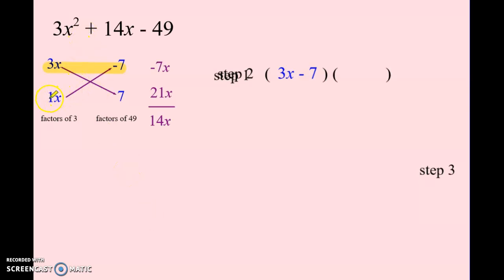Step 3, I'm going to go with these two terms, and those become my second binomial, 1x plus 7. Now we're going to use FOIL to check and make sure. First, 3x squared, outsides, 21x, insides, -7x, and -7 times a +7 gives me the -49. So I did it correctly.